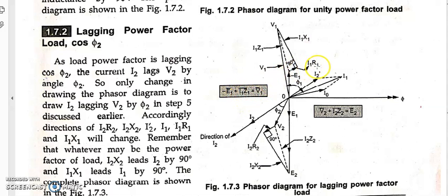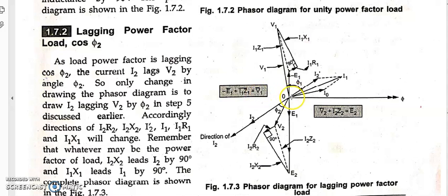So the summation of I1 R1 plus I1 X1 will give rise to I1 Z1, which is shown as a dotted line. We need to show it as a dotted line, not a thick line, because we have already shown I1 R1 and I1 X1. This is the representation of the resultant. Already we have taken those two things into consideration. So you have to draw this I1 Z1 in dotted form. Okay, so once you draw I1 Z1, it's all done.